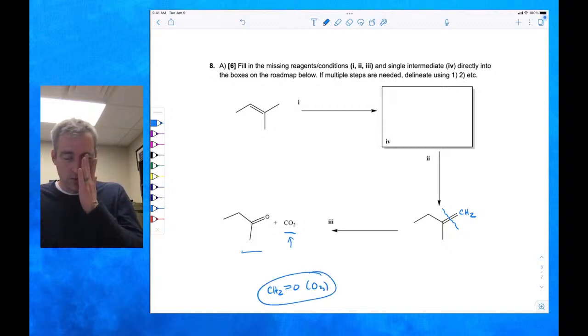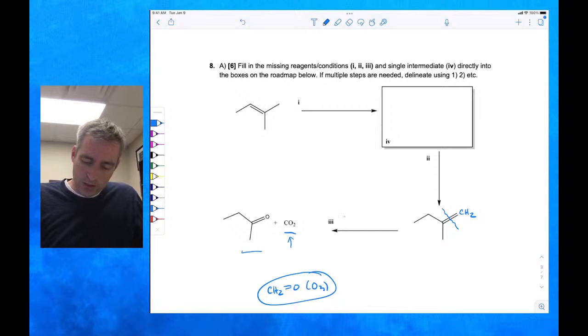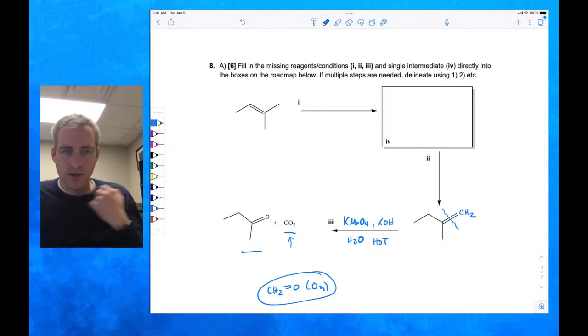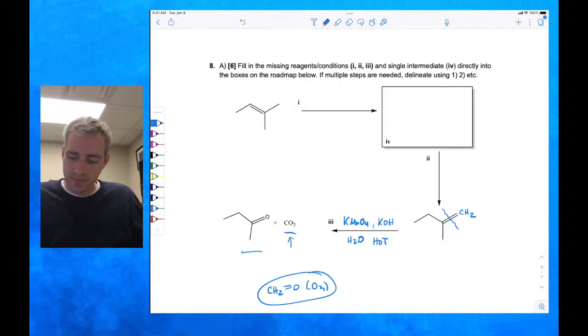So we're not going to use ozone, we're going to use the potassium permanganate, which looks like KMnO4, and we use some sort of base. Potassium hydroxide works here, sodium hydroxide, whatever. You do this in water, and we do this hot. So you'd boil this, right? You'd reflux this reaction as it goes. Okay, so we kind of start at the end of this question.